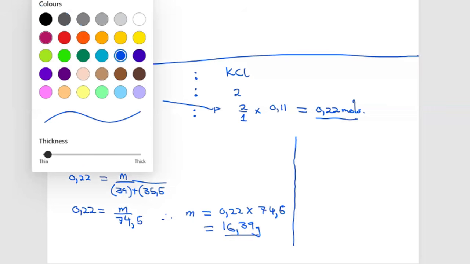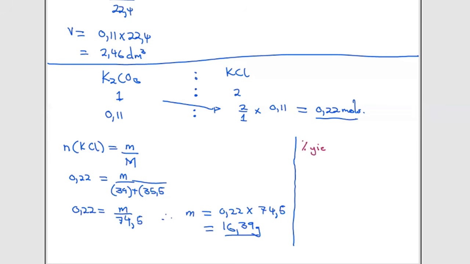So percentage yield is equivalent to the actual yield all over the theoretical yield, then we multiply that by 100, right? So as a percentage. Remember, we're trying to get this as a percentage, and this is equivalent to the mass that you actually got there, which is 14,5.